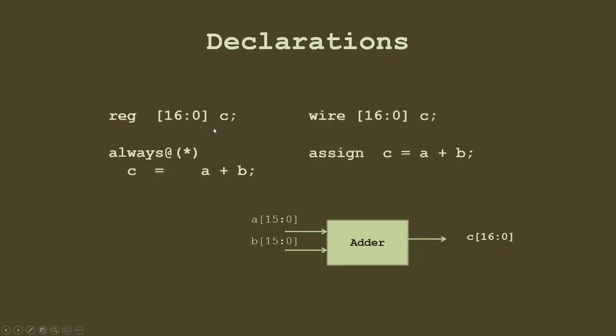There is another way to make the same circuit that I haven't covered, that is the use of the assign statement. If I write assign C is equal to A plus B, it will also make the circuit.